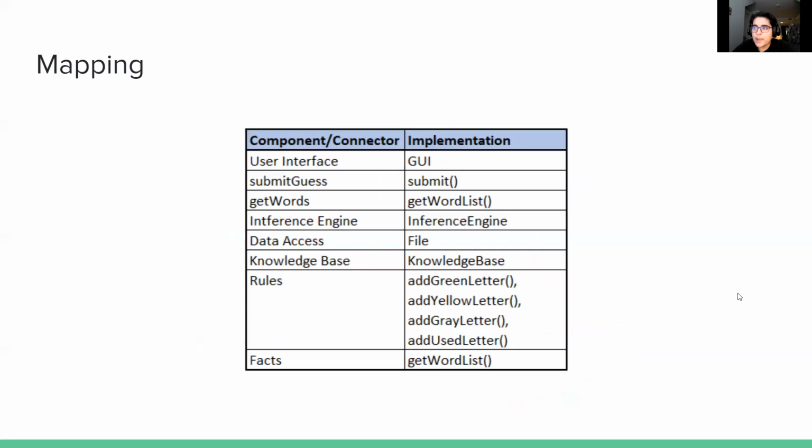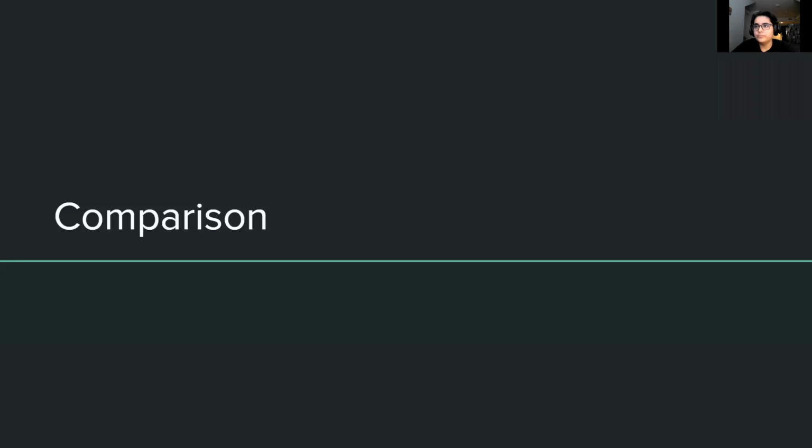So here is the mapping for that. The user interface is the GUI. Submit guess is the submit function within the GUI. Same with get words and get word list. The inference engine is represented by the inference engine class. Data access is those file objects. The knowledge base is represented by the knowledge base component. Your rules are the adding green, yellow, gray, and used letters, and your facts are the get word list.